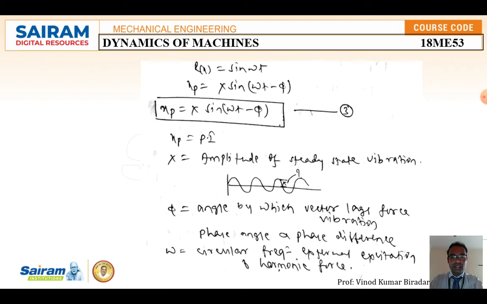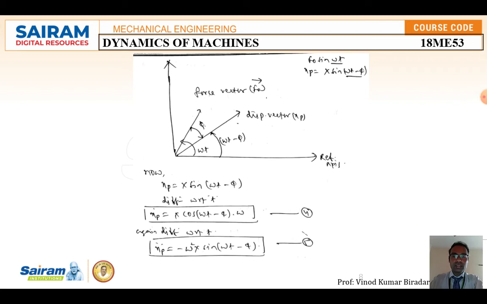Here I have shown in the diagram the amplitude of steady state, which is just a simple harmonic motion. The distance from the maximum amplitude to the mean equilibrium position, that is X, you need to calculate here. Here phi is the angle by which the displacement vector lags the force vector, the phase angle or phase difference, and omega is the circular frequency.